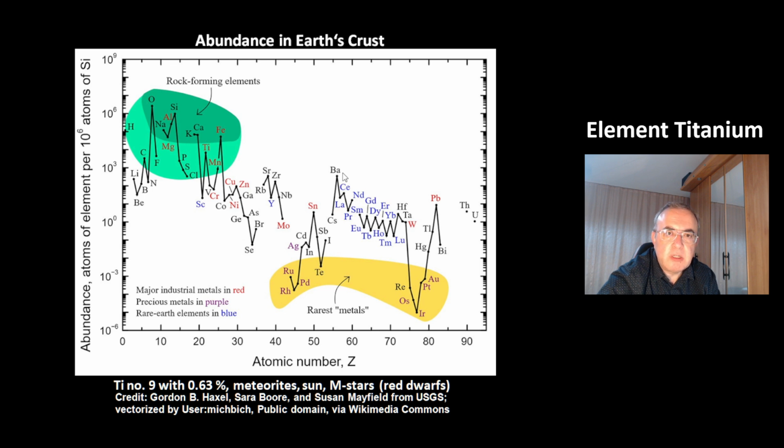M stars are the most common type of stars. They're also called red dwarfs. They make up about 75% of all the stars in the universe, and they contain titanium-2.